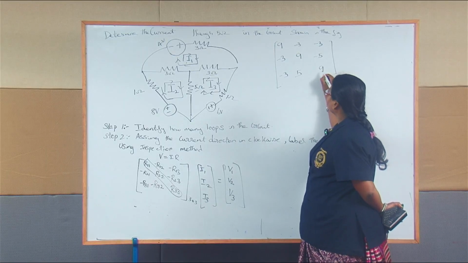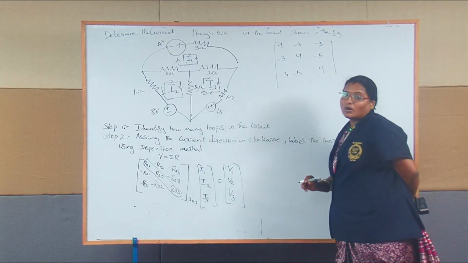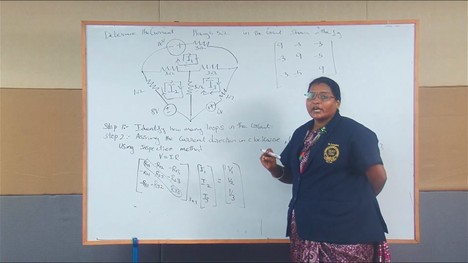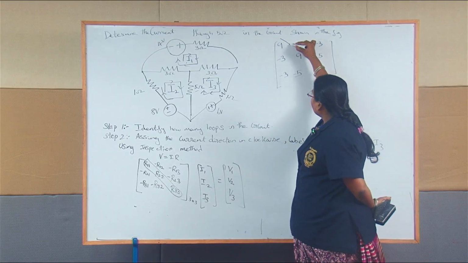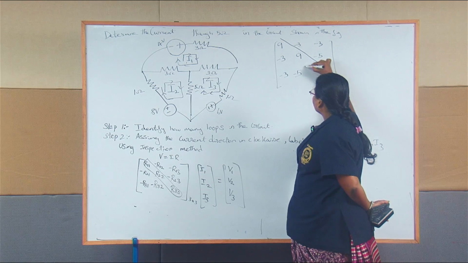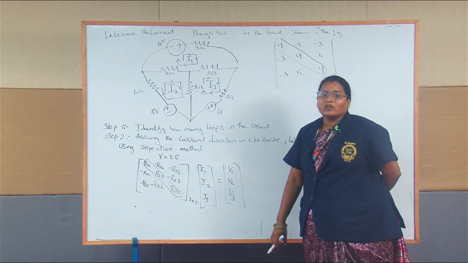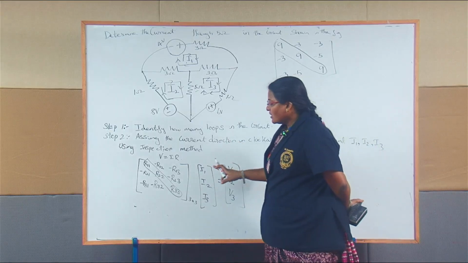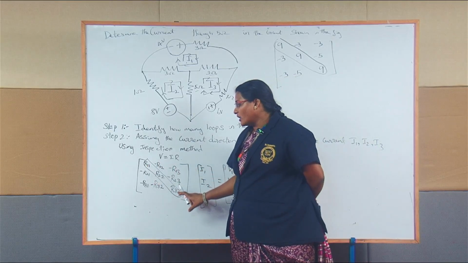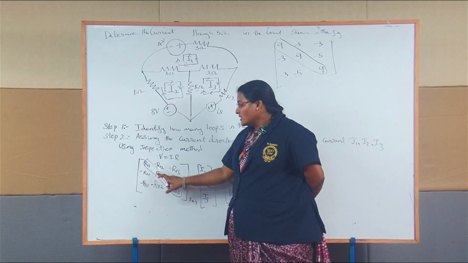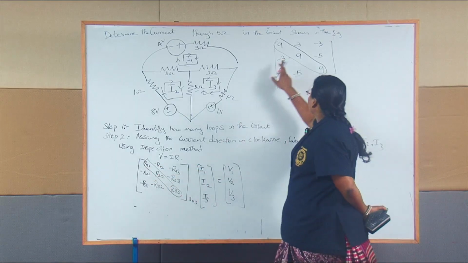So 9 ohms, so it will also become minus. Once again, you have to check whether the diagonal elements are positive. The non-diagonal elements should be negative. If you are using the inspection method, you have to check that the non-diagonal elements are negative and the diagonal elements are positive.